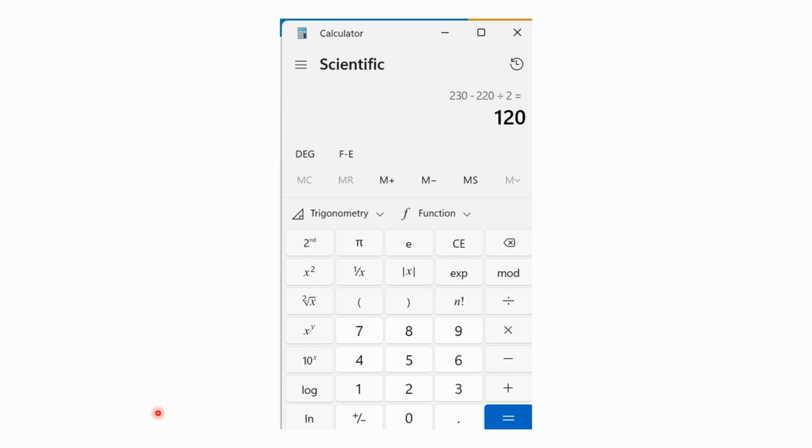Just be careful if you're using a cheap dollar store calculator. Those are not good at solving mixed operations problems. In this case, this is a Windows PC calculator that I have switched to scientific mode. If you're using standard mode, the calculator will not give you the correct answer of 120. So just be careful of that when you're using a calculator.